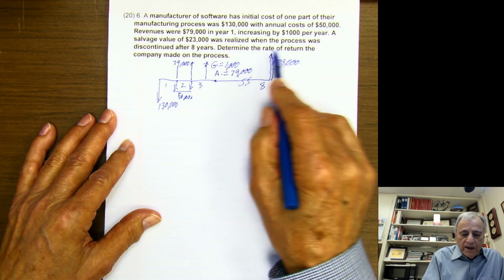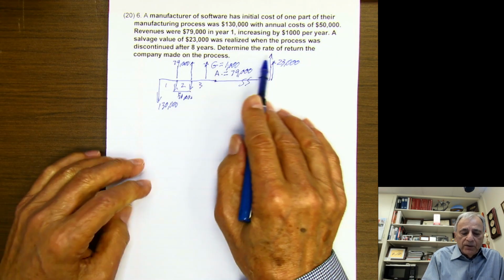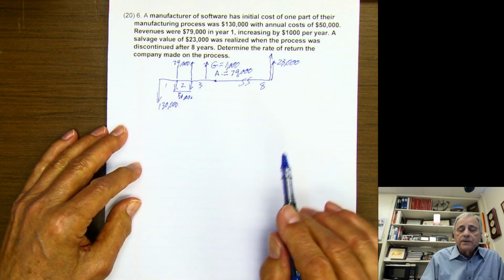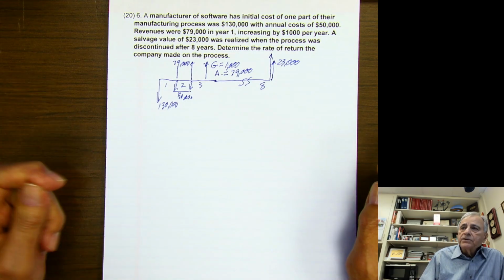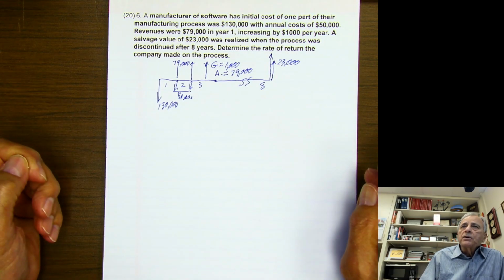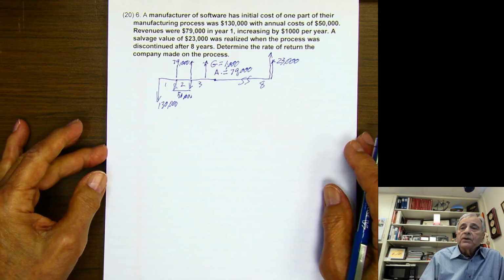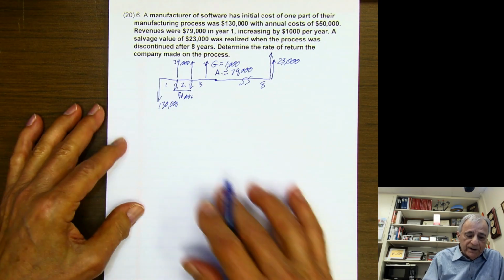Determine, and it says the process is discontinued after 8 years. So that's it. Determine the rate of return the company made on the process. Remember, the rate of return is the interest rate at which the present worth of the net cash flow equals 0. So in order to get a rate of return, you have to have positive and negative cash flows, and we certainly have them here.